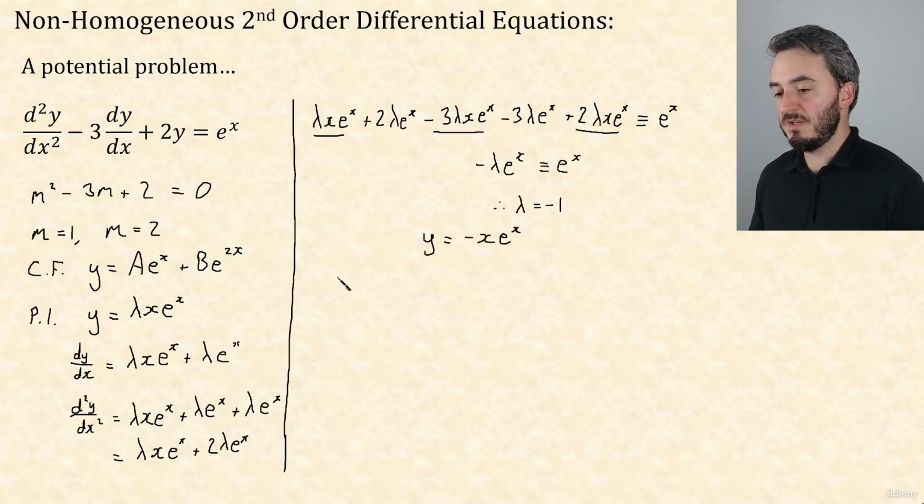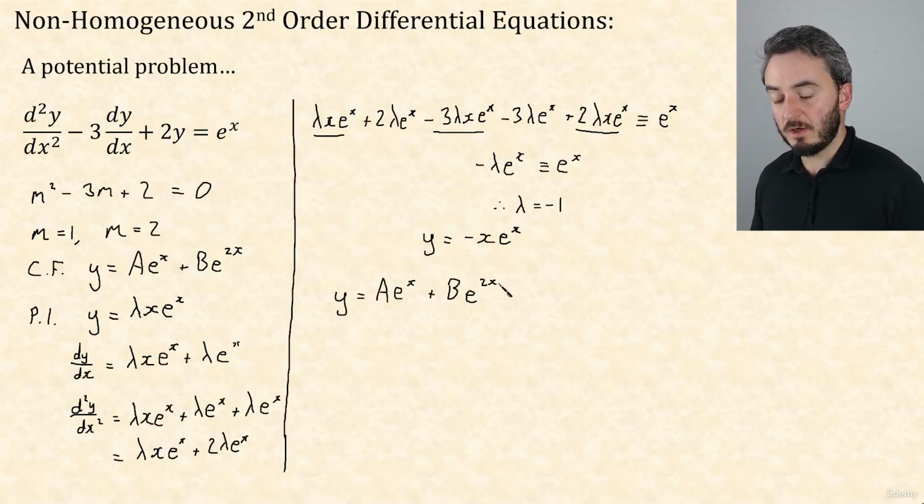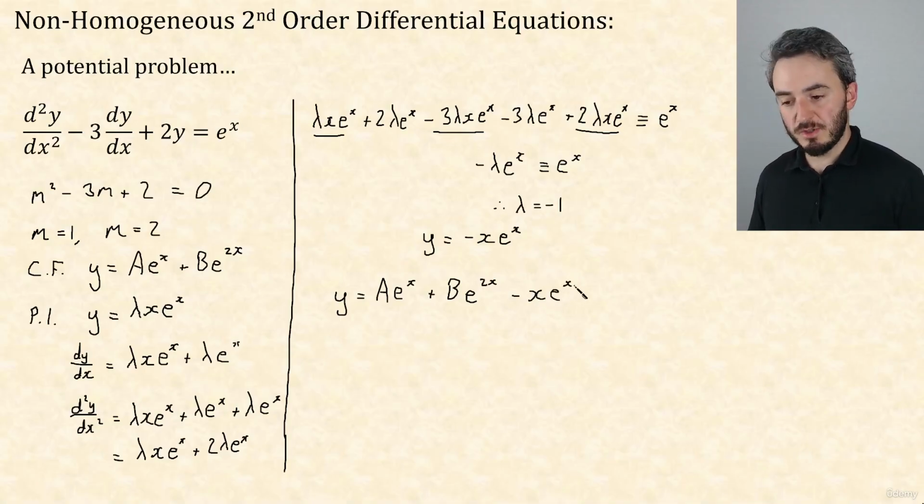So this means that the general solution to this differential equation is the complementary function a e to the x plus b e to the 2x plus our particular integral, which is minus x e to the x. And of course, if you're given some boundary conditions, you could find a and b. So that's the technique, basically. If the right-hand side is part of the complementary function, just multiply what you'd normally guess by x.